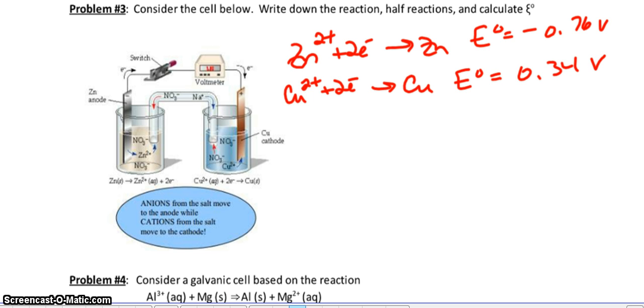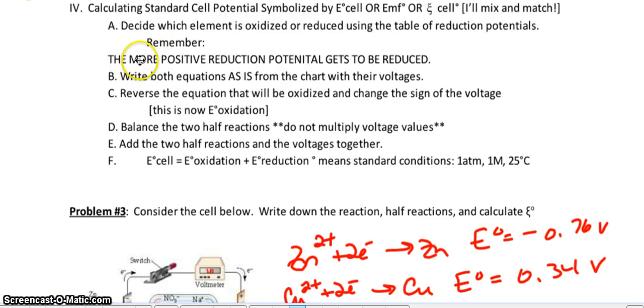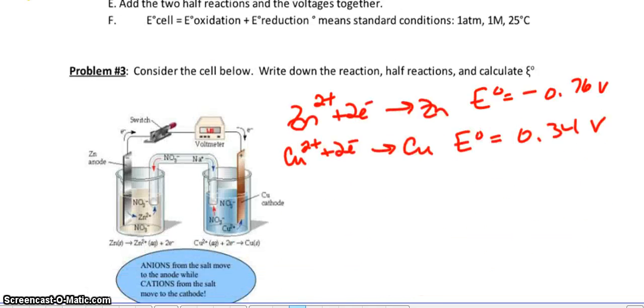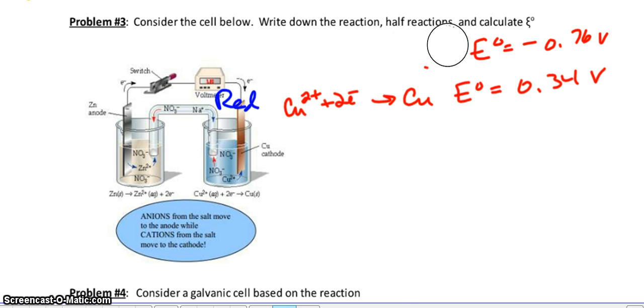So how do I know which one is going to be oxidized and which one's going to be reduced? Let's find out. Up here it says the more positive reduction potential gets to be reduced. So which one is more positive? It is the copper. So that is my reduction, and therefore zinc is going to be oxidized. Well, that means I'm going to have to rewrite this.